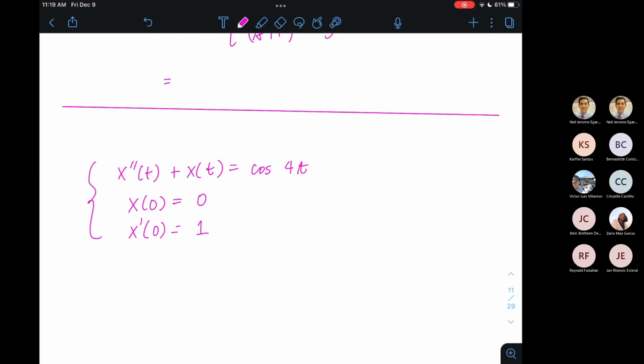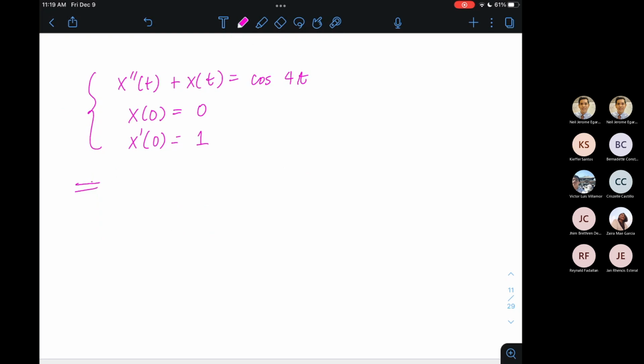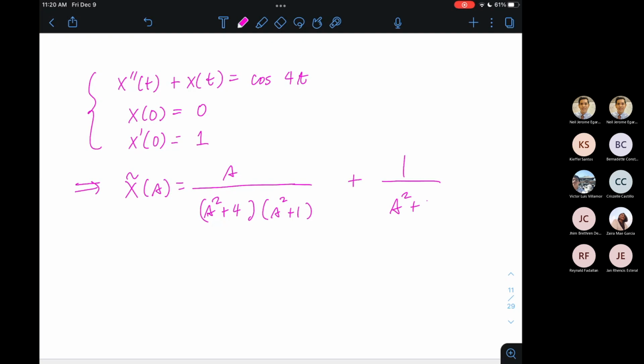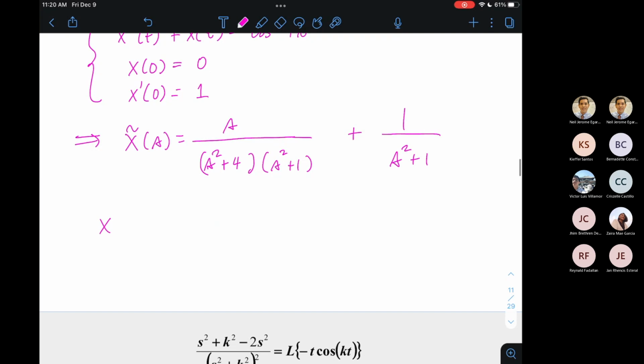Kung tama yung nakopya ko last time, ang dapat makukuha natin ay x tilde of s equals s over s squared plus 4 quantity times s squared plus 1, plus 1 over s squared plus 1. Ito sana yung makukuha natin. Tapos pag in-invert Laplace transform yan, ganun pa rin. Itong last term na to, alam natin yan ay sine t. Okay. Sorry, x of t to. Si x ay function ni t.